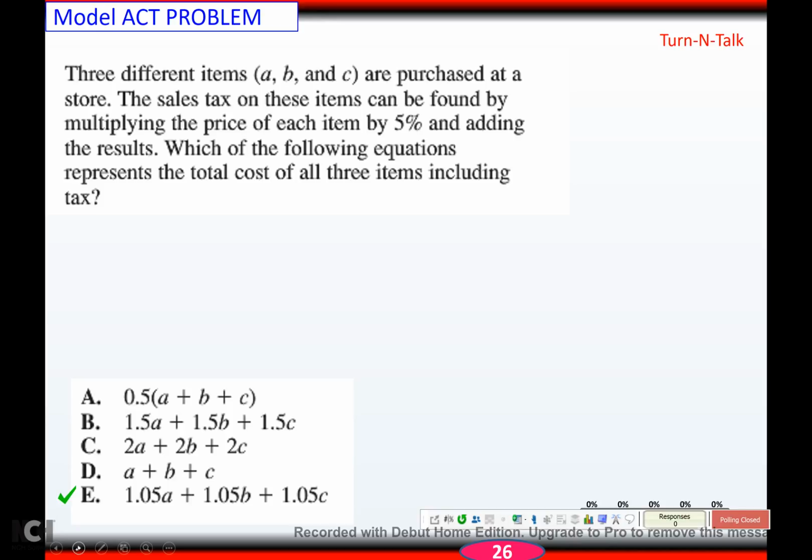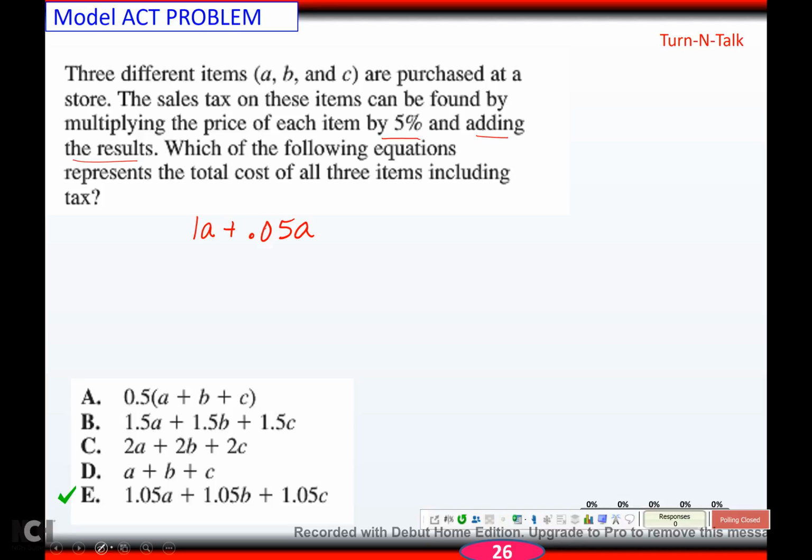And hopefully you got E. So it says 3 different items, A, B, and C, are purchased at a store. The sales tax on these items can be found by multiplying the price of each item by 5% and adding the results. Which of the following equations represents the total cost of those 3 items, including tax? Well, what happens is you're going to pay all of the price of A plus 5% of A. Well, 5% is 0.05, so that would be 0.05 times A.